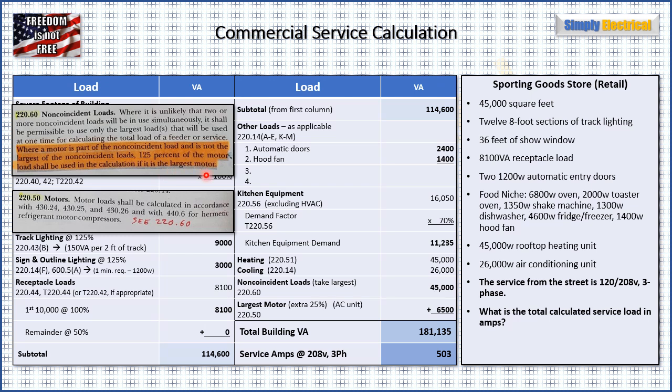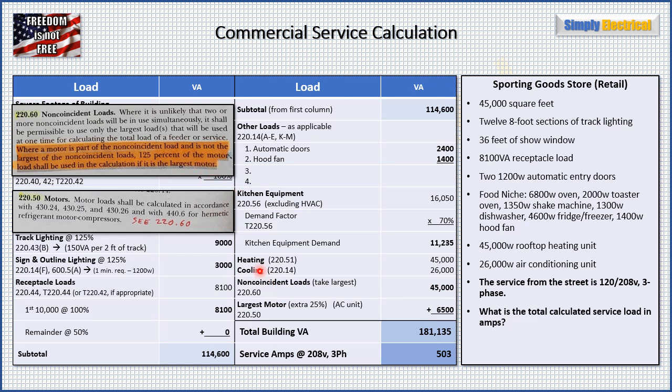It says, where a motor is part of the non-coincident load, which our cooling is, and is not the largest of the non-coincident loads, which our cooling is not, it's not the largest, so far we're good here. 125% of the motor load shall be used in the calculation if it is the largest motor. Now presumably that means largest motor in the building. I assume that's what they mean there.